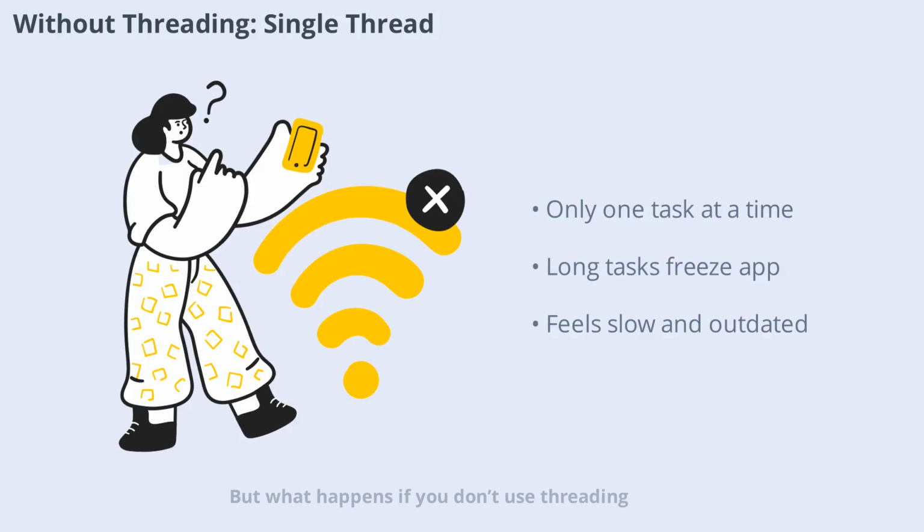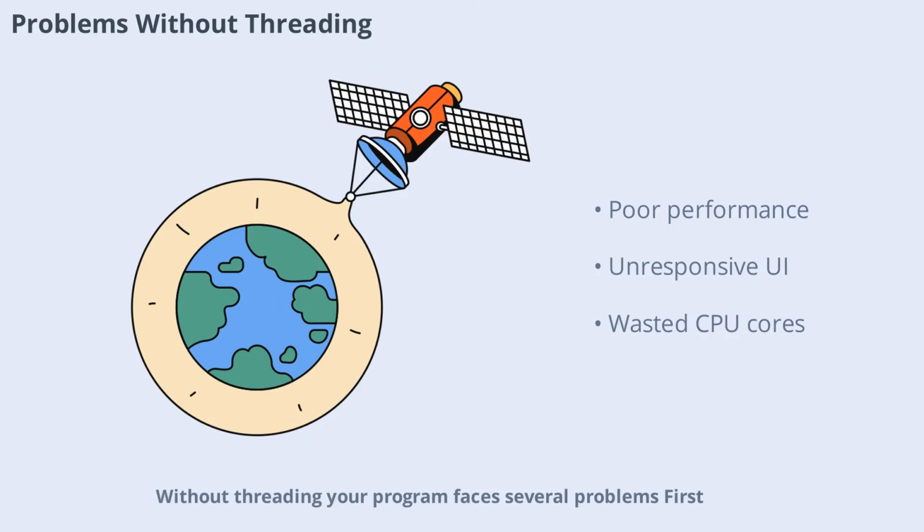But what happens if you don't use threading? Your program becomes single-threaded, meaning only one thing can happen at a time. If one task takes a long time, everything else has to wait. This can make your application feel slow and unresponsive, especially if you're doing something complex like loading data or processing files. Without threading, your program faces several problems.